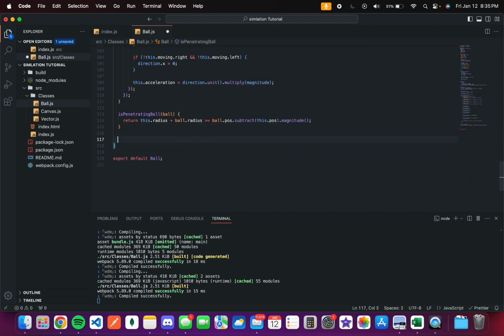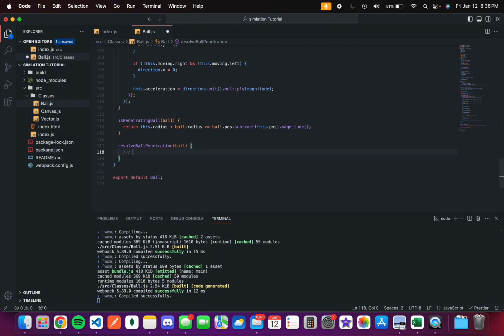Also, what we're going to do is resolve the ball penetration. So first, we're going to calculate the distance between the center of the balls. Then we're going to be determining the depth of overlapping, or the depth of penetration. Then we're going to determine a penetration resolution. And we're finally going to apply resolution onto the balls.